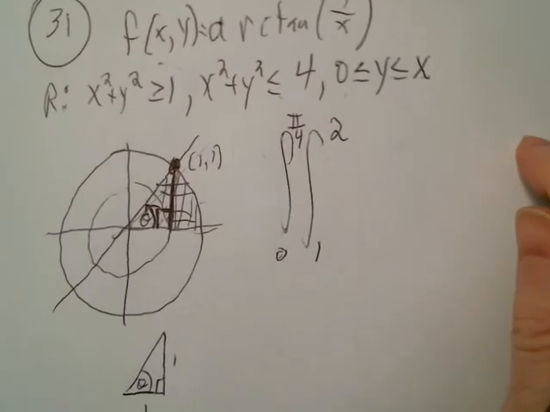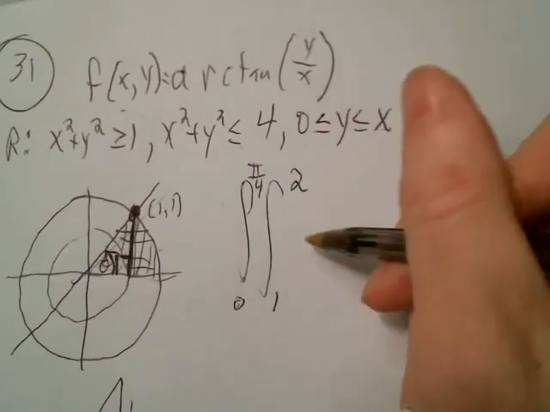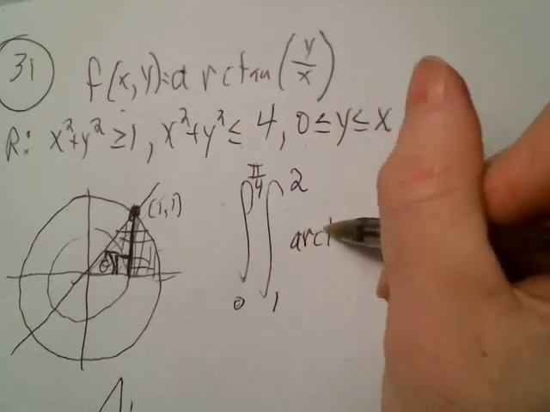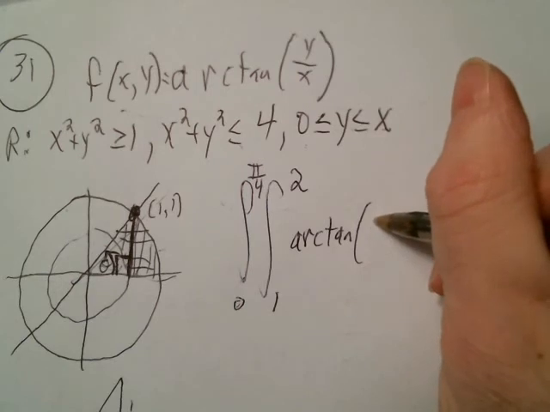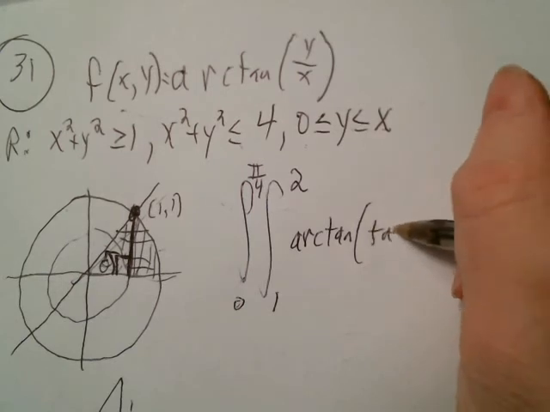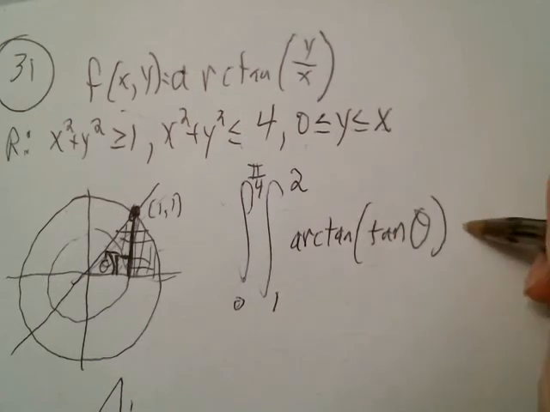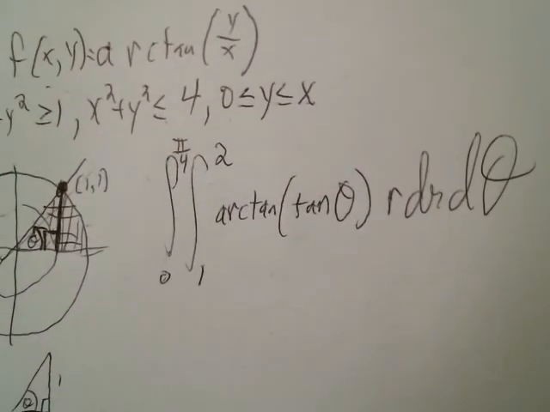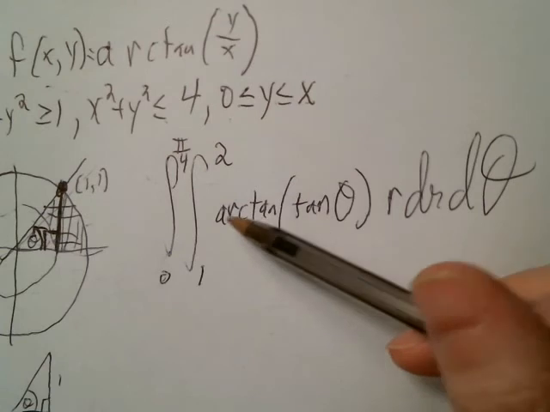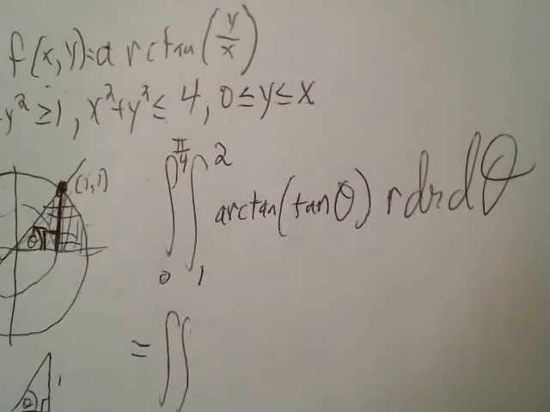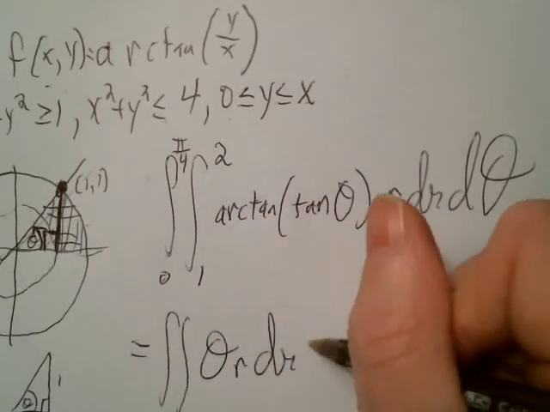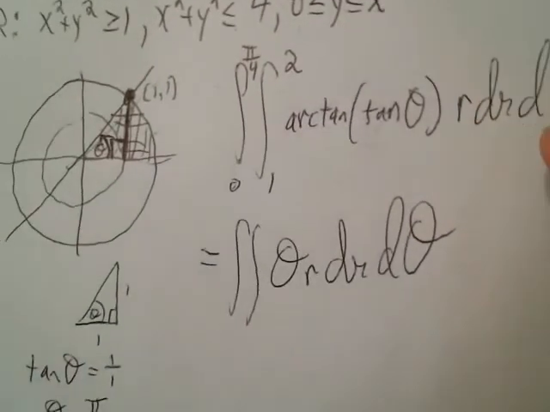Okay. And then on the inside of my integral, I'll have the arctan of y over x. But for my conversion formulas, y over x is the same as tan of theta. And then you have to tack on r d r d theta, as usual. Okay, arctan of tan, those guys are inverse functions, so those will cancel each other out, and you'll just be left with the double integral of theta times r d r d theta. And then that's fairly simple to integrate, so I'll leave that integral to you.